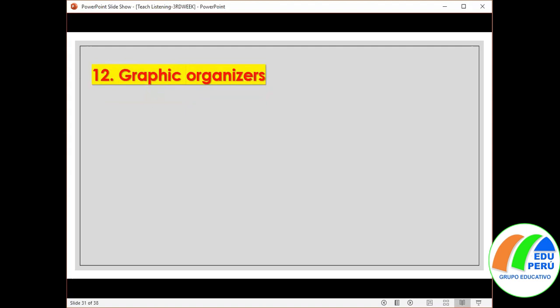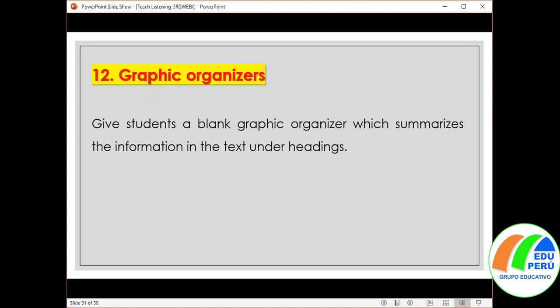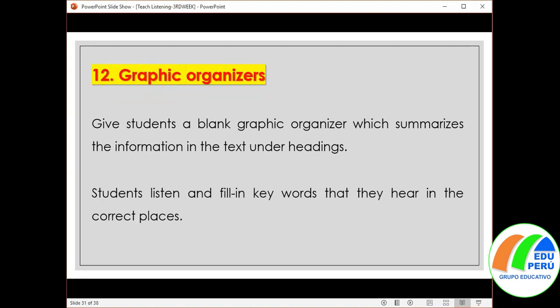The other one is graphic organizers. Give students a blank graphic organizer which summarizes the information in the text under headings. Students listen and fill in keywords that they hear in the correct places. So here you could use this as a pre or as a while tool. You can give these graphic organizers, have them analyze them, and guess what kind of information they are going to receive. And also they are going to check, or complete, or fill in keywords that they hear in the correct places.